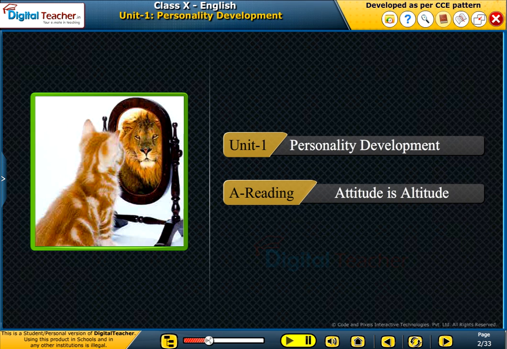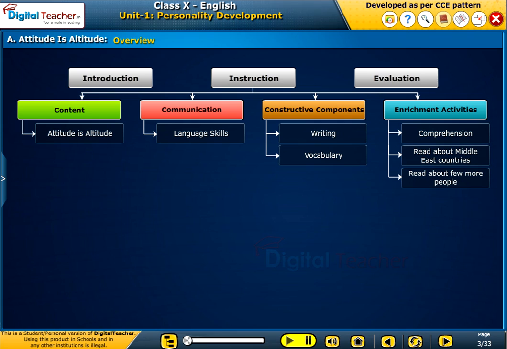Welcome to the reading section, Attitude is Altitude of the unit Personality Development. Overview. Let us have a look at the overview. The overview slide consists of 3 sections, namely Introduction, Instruction, and Evaluation. The Introduction section is meant to motivate the student to learn the lesson. The Instruction section divides the contents of the lesson into 4 subsections. They are Content, Communication, Constructive Components, and Enrichment activities.